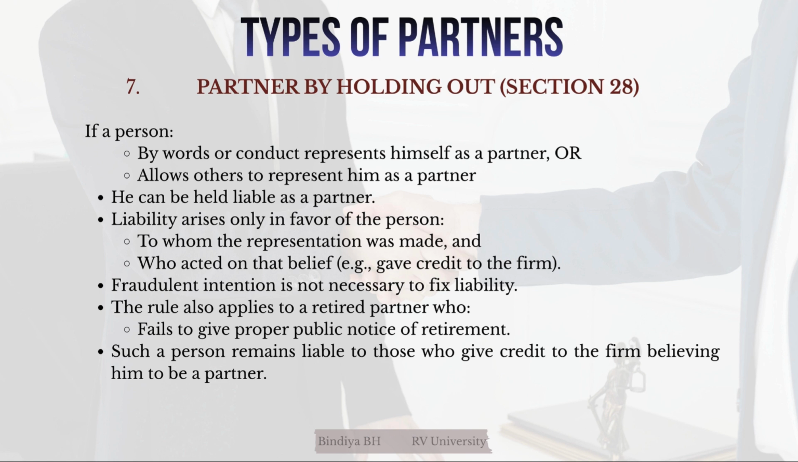A minor cannot become a full partner, and we have understood this in our Indian Contract Act sessions. However, a minor can always be admitted to the benefits of the partnership firm. For example, a 17-year-old who is not even 18 years of age gets profit share but no liability for the losses. Such a partner is called a minor who is admitted only for the benefits of the firm.